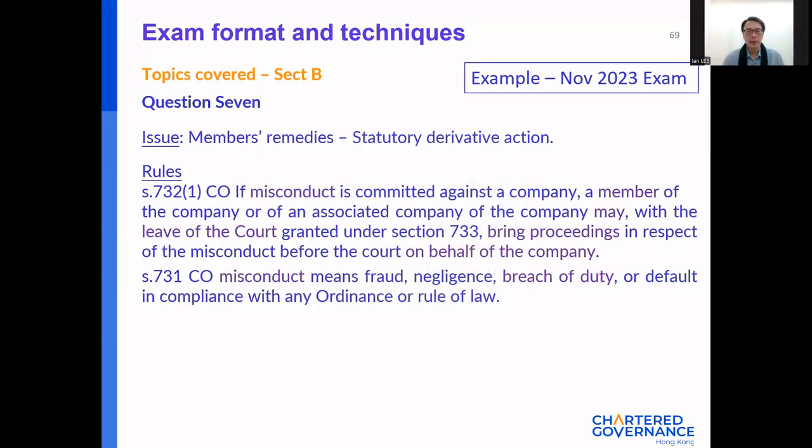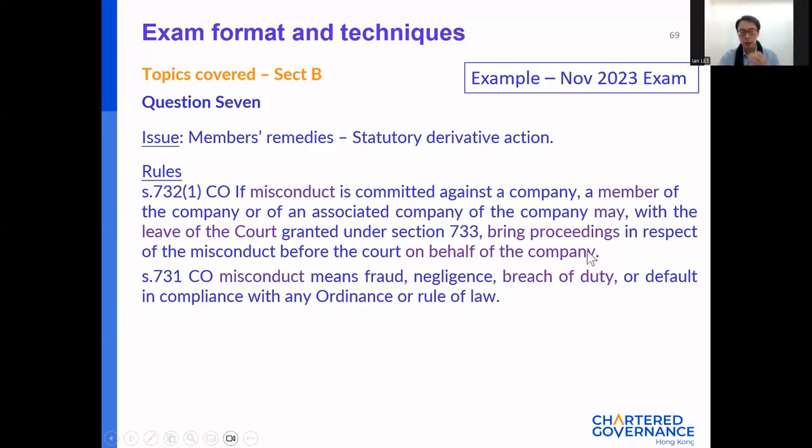Okay, then we move on to the next issue: how can you claim the members' remedy? So we have the statutory derivative action. As I mentioned, this is something you want to take up on behalf of the company. Under section 732, if misconduct is committed against a company, a member of the company may, with leave of the court granted under section 733, bring proceedings in respect of the misconduct before the court on behalf of the company.